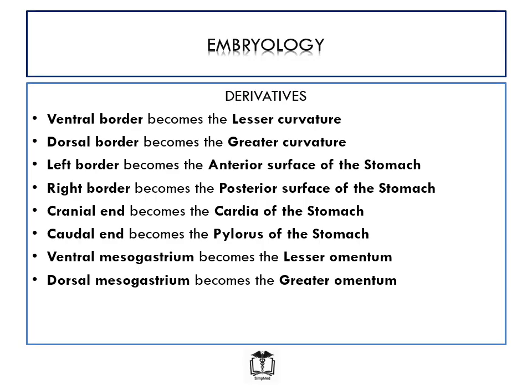Let's talk about derivatives. It's not going to be complete if you don't mention the derivatives of the stomach from its fetal structure to the adult structure. So, starting with the ventral border. The ventral border of the stomach will now become the lesser curvature. All right. The dorsal border will become the greater curvature. That's important to note. The left border becomes the anterior surface of the stomach. The right border becomes the posterior surface of the stomach.